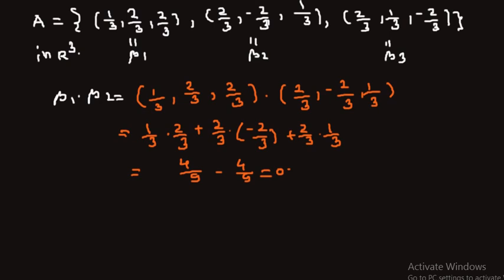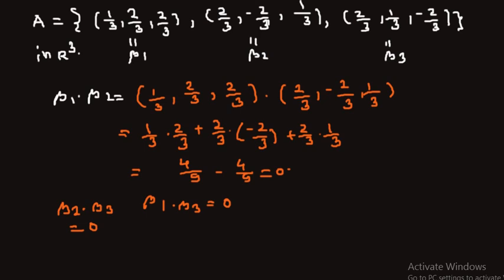You can just calculate beta 2 with beta 3 and beta 1 with beta 3, and all are going to be equal to 0. This is the routine task to check that all of the vectors over here are orthogonal. So let me quickly give you the flavor that this is an orthonormal set.